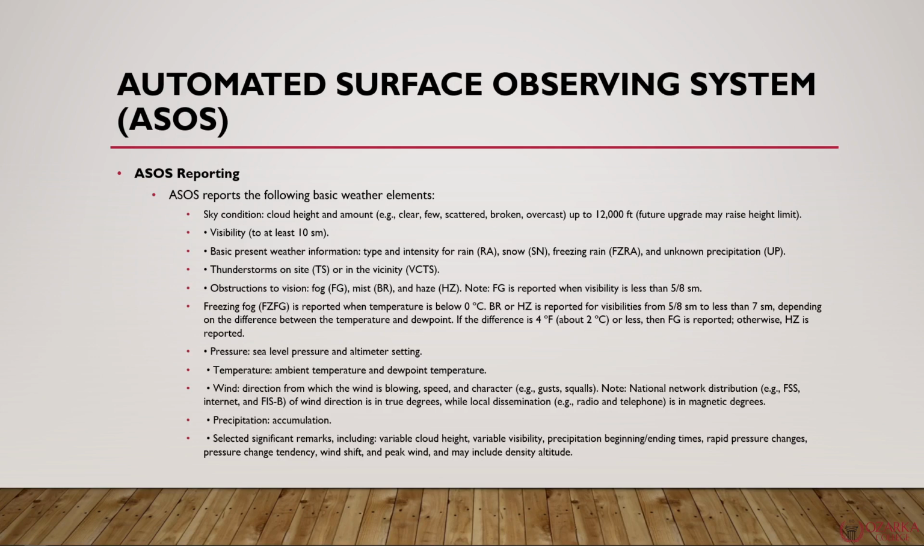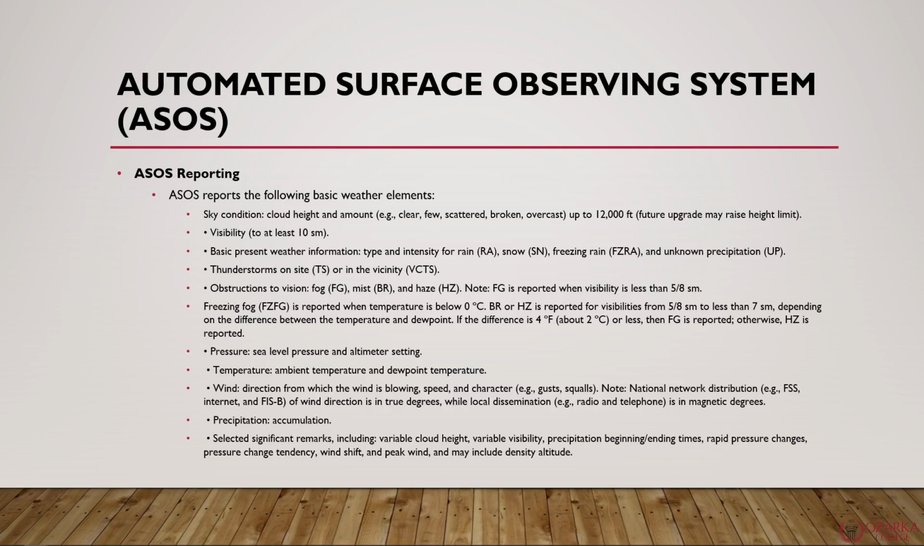Mist or haze is reported when visibility is from 5/8 statute mile to less than 7 statute miles, depending on the difference between the temperature and dew point. If the difference is 4 degrees Fahrenheit or about 2 degrees Celsius or less, then FG is reported. Otherwise, HZ is reported.